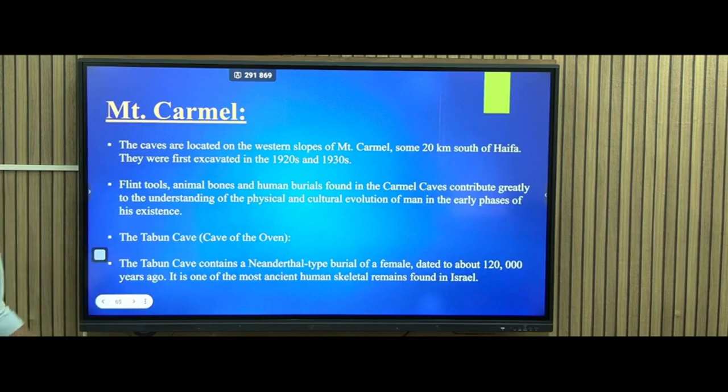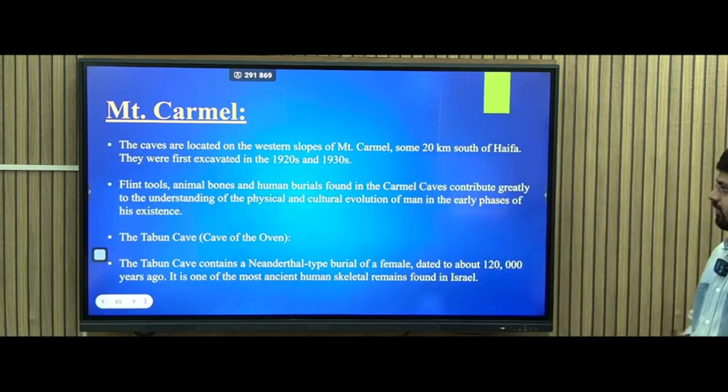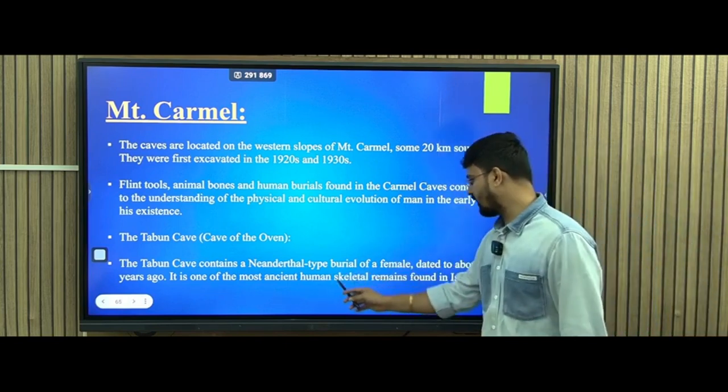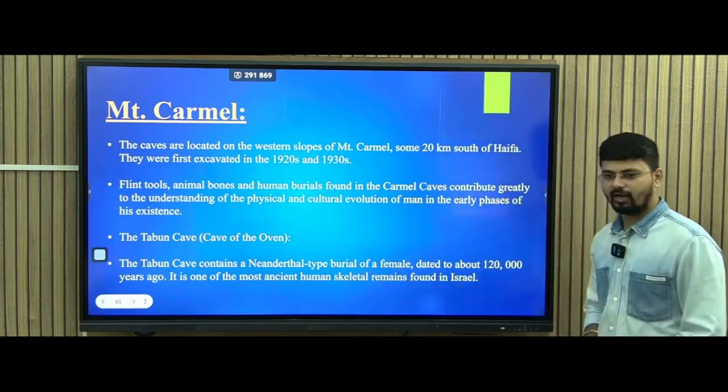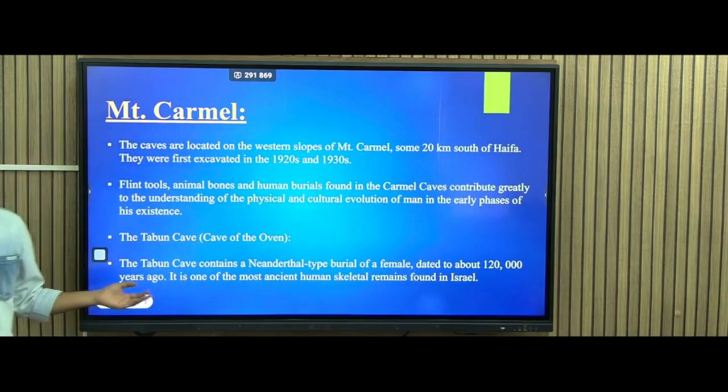Now coming to the next variety, that is Mount Carmel. You can just go through it. These are the caves present in Israel. All you need to do is remember some of the names, especially Tabun, and you will notice some other names such as Natufian, which shows the transition from Paleolithic to Neolithic. Just know that Tabun cave contains the burial of a female dating to 120,000 years, one of the most ancient human skeletal remains found in Israel.